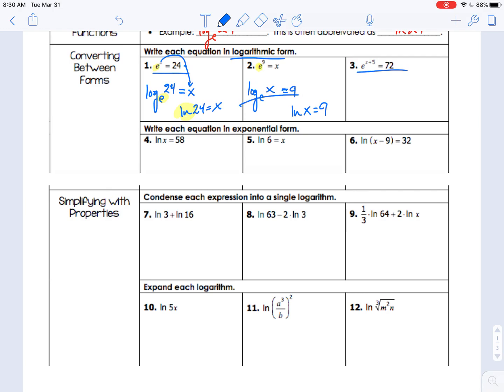So why don't you guys write out this last one here. Don't worry about simplifying in any way. I just want you to write out your logarithmic form like this. All right, and that would be natural log of 72 equals x plus 5. And I just want you to leave it like that.